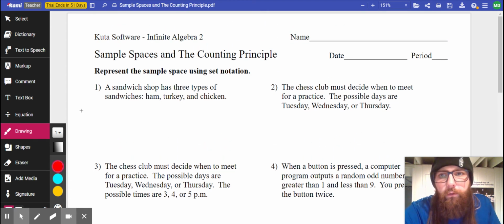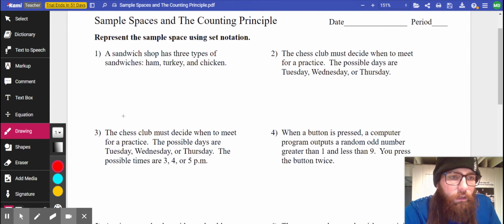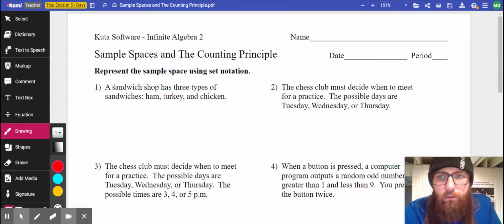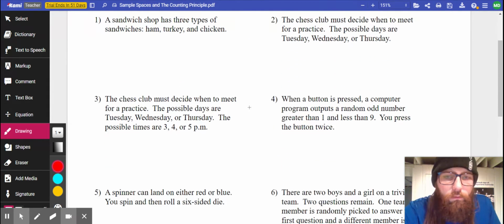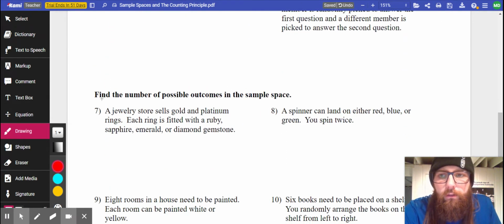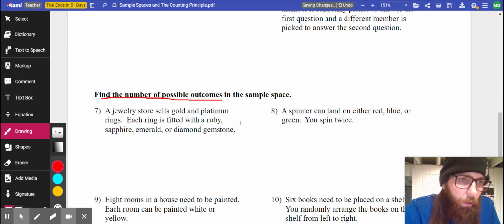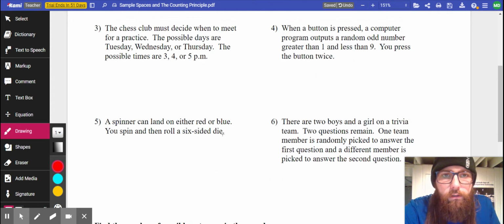I'm here to help you with the sample spaces and counting principle worksheet. First thing I want you to know about this worksheet is that there are two types of questions. There is represent sample space using set notation, which we'll go over for sure. And then there's find the number of possible outcomes, which is a totally different type of question. So keep that in mind as you're working.